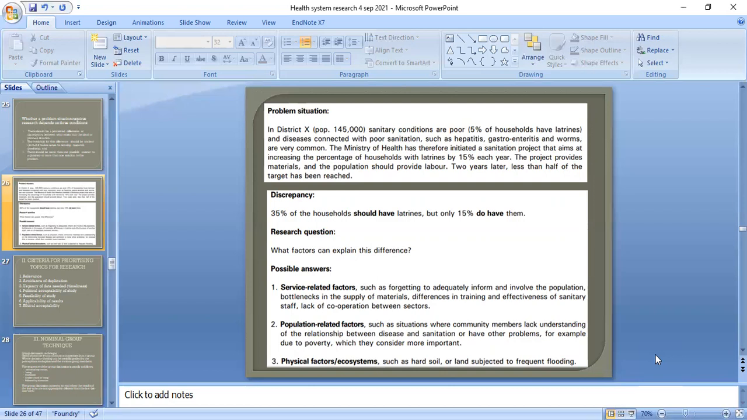One is service related factors, such as failing to adequately inform and involve the population, bottlenecks in the supply of materials, differences in training and effectiveness of staff, lack of cooperation between sectors. Number two possible answer is population related factors, such as situations where community members lack understanding of the relationship between disease and sanitation or have other problems, for example, due to poverty, which they consider more important. And number three possible answer is physical factors and ecosystems, such as hard soil or land subjected to frequent flooding.